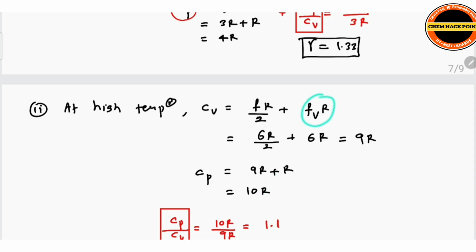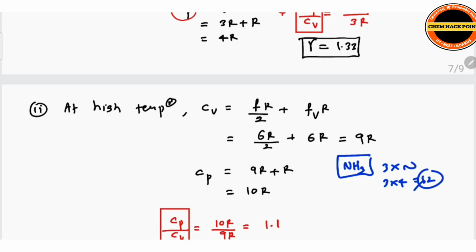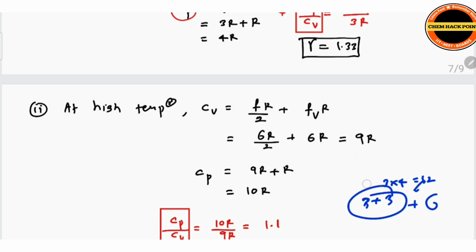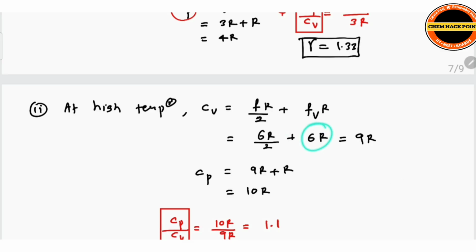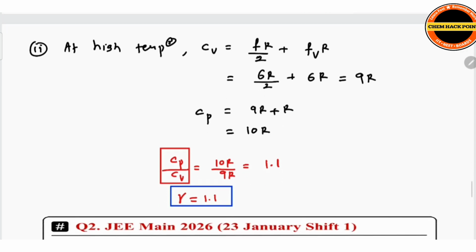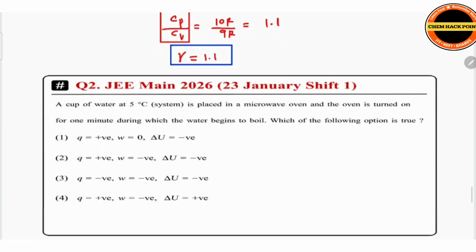So it should be clear how we are getting this. See, NH3 is tetraatomic. So 3 into N, which is 3 into 4, which is 12. Out of 12, 3 translational plus 3 rotational is 6, and the remaining 6 we wrote as vibrational here. Here 6R, that is 9R. Cp is equal to 9R plus R, that is 10R total. Cp by Cv is equal to 10R by 9R, which is 1.1, the gamma value for the given question.